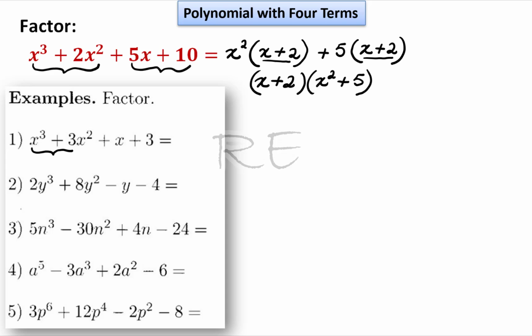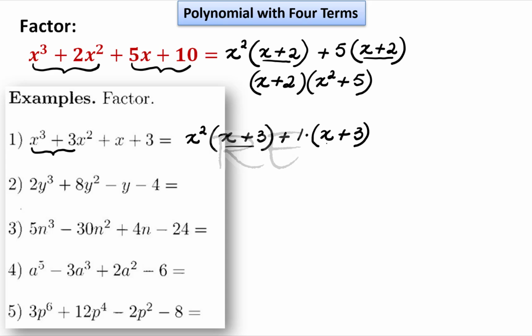We're going to group x cubed plus 3x squared. The GCF is x squared. We are left with x plus 3. And x plus 3 is prime, so the factors are 1 times x plus 3.